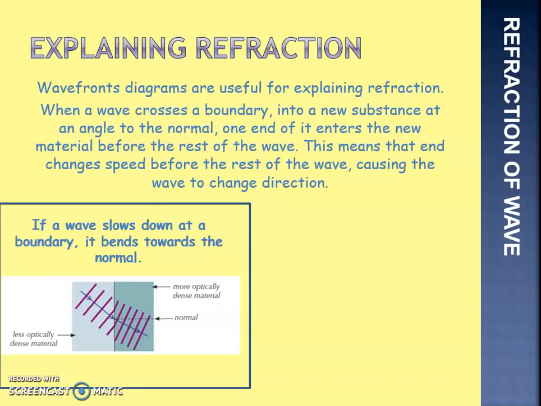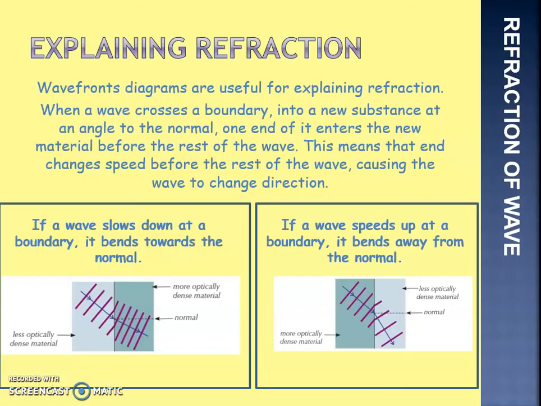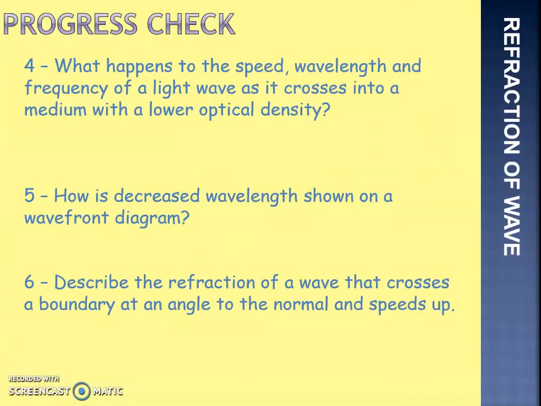But if the opposite happens, if it's going from an area where it's more optically dense to less optically dense, the wave speeds up at the boundary, it will bend away from the normal. So some of that wave speeds up before the rest of it, causing it to bend. Okay, quick progress check on what we've learned so far. So pause the video whilst you answer these three questions.